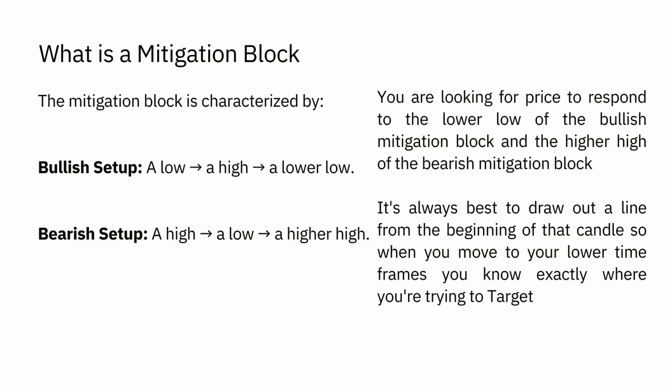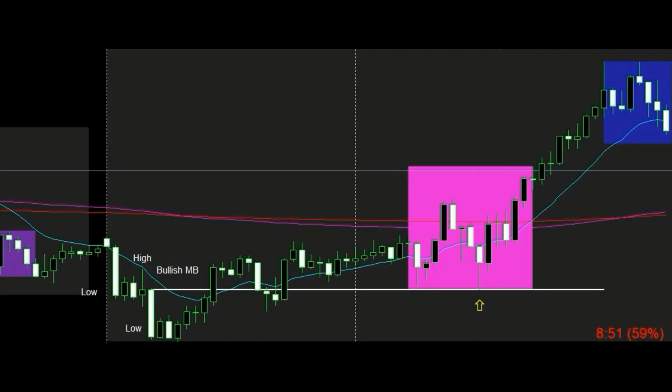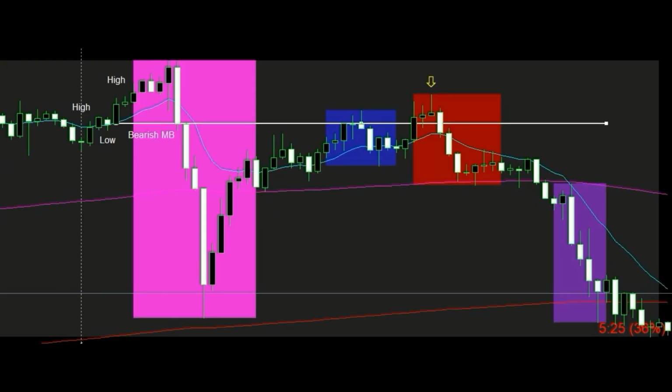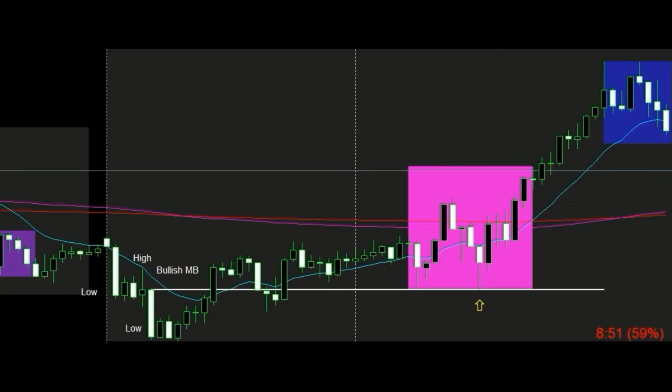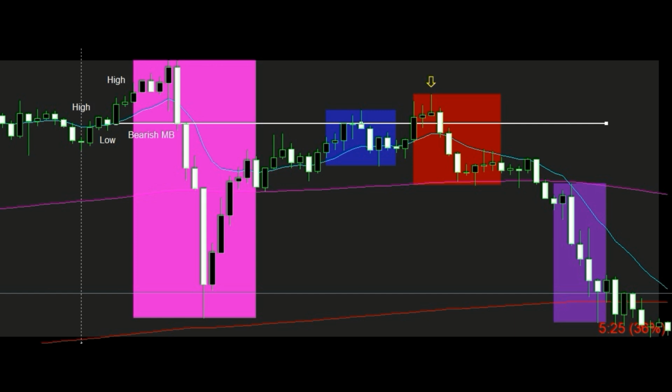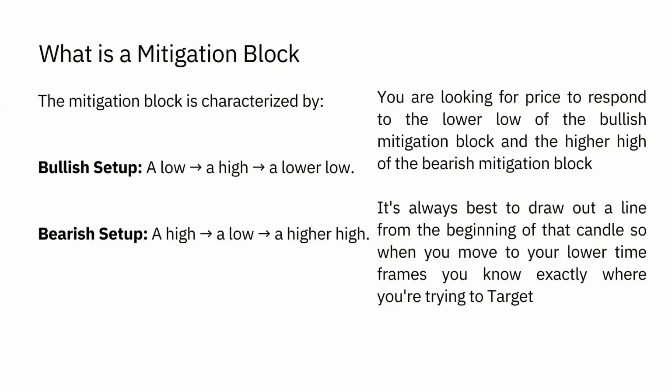The mitigation block is characterized by a low, a high, and a lower low for a bullish mitigation block, and a high, a low, and a higher high for a bearish mitigation block. You are looking for price to respond to the lower low of the bullish mitigation block and the higher high of the bearish mitigation block. It's always best to draw out a line from the beginning of that candle where the mitigation block begins, so when you move to your lower time frames, you know exactly where you're trying to target.